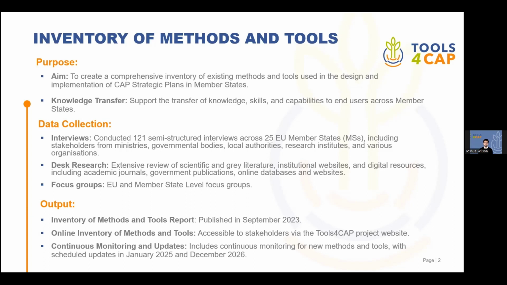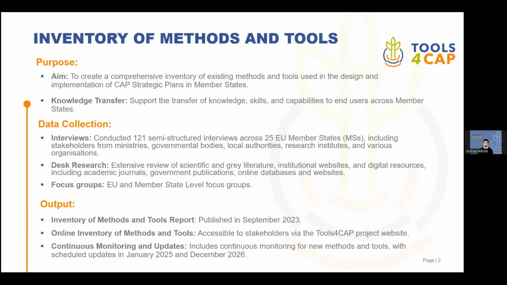The main output from the inventory is, of course, the inventory of methods and tools report. This was finalized in September last year, and it provides a comprehensive overview of the inventory, going over our preliminary findings and analysis. Like I said, this report is publicly available on the Tools4CAP website. The other main output is the online inventory of methods and tools, also accessible through the website. This is what we'll explore in detail through the working groups.